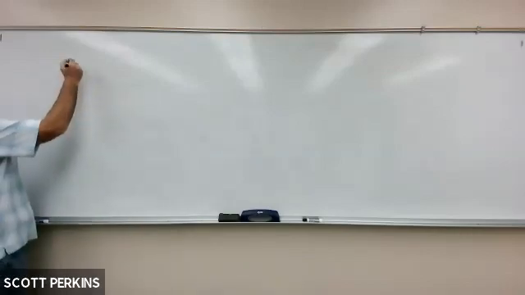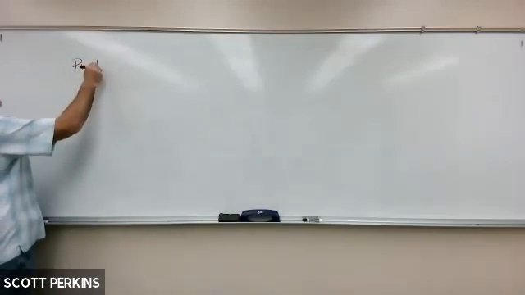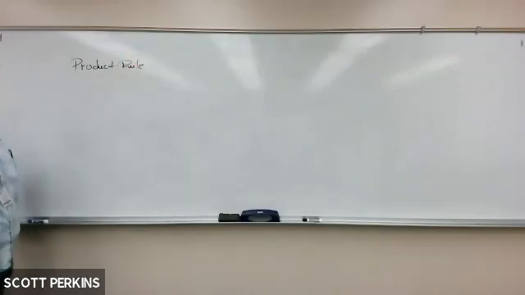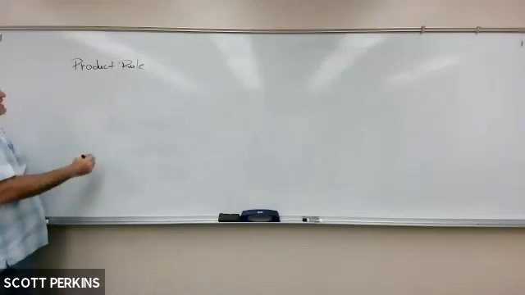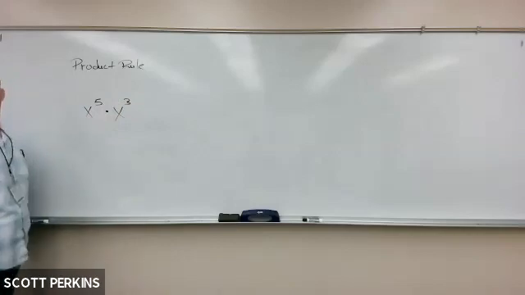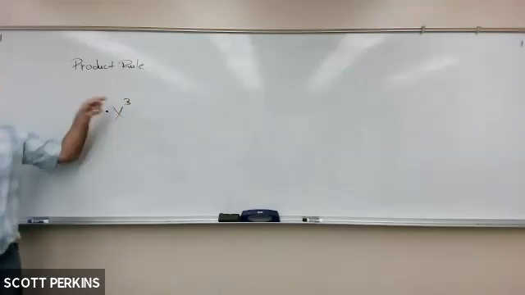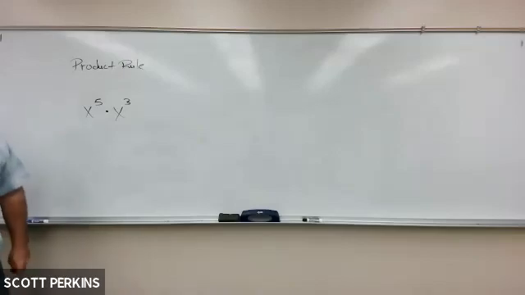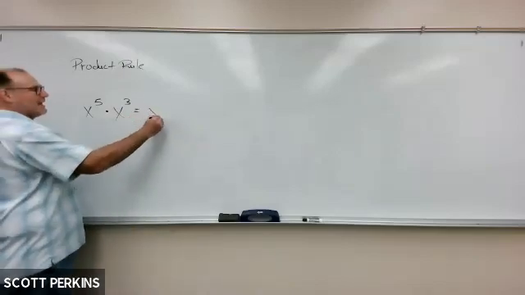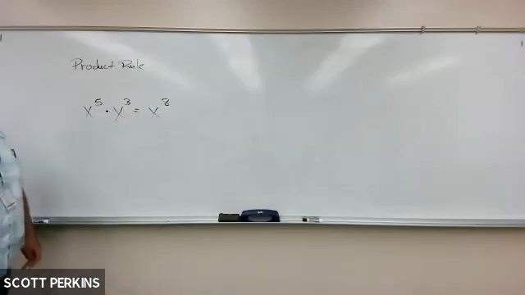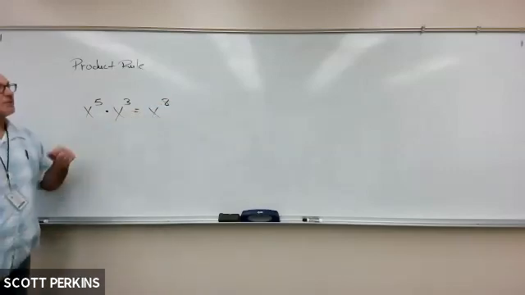The product rule. You have this in your notes, but if you want to write it down again, that's fine. The product rule says this: if I have x to the 5th times x to the 3rd, what do you do with the exponents when you multiply your bases? You add them, indeed. So that is x to the 5 plus 3, or 8. Okay, the product rule is you add the exponents when you multiply the bases.